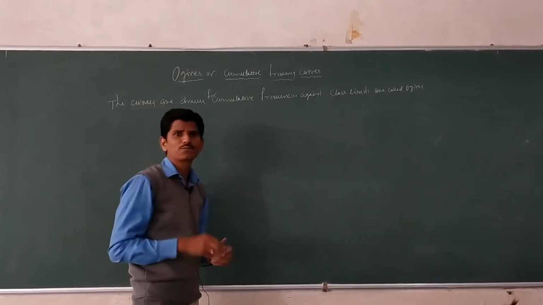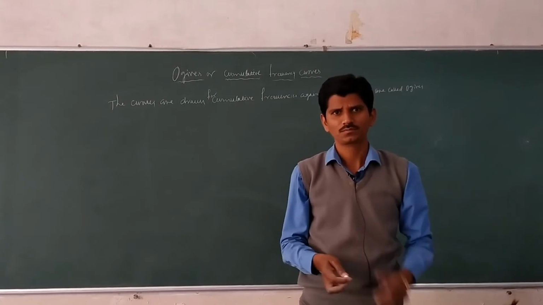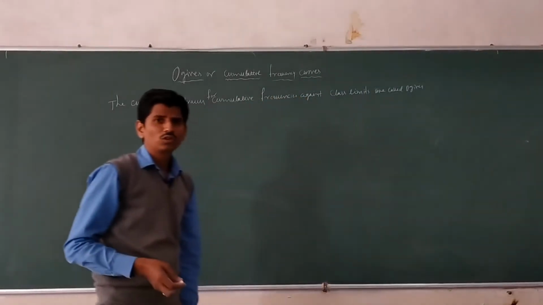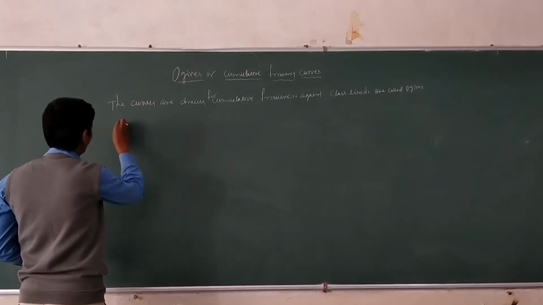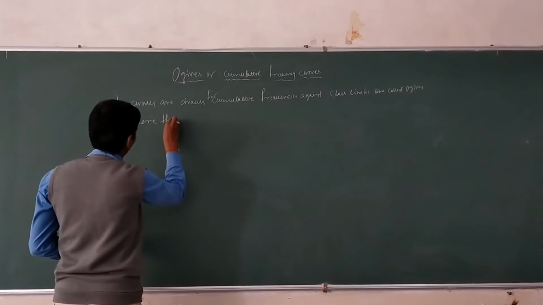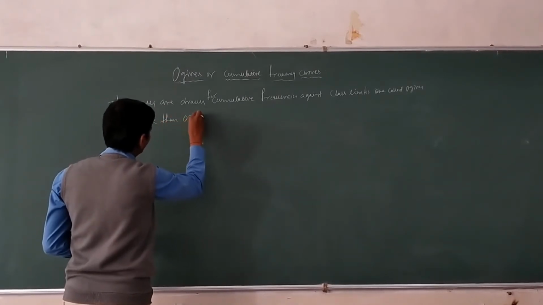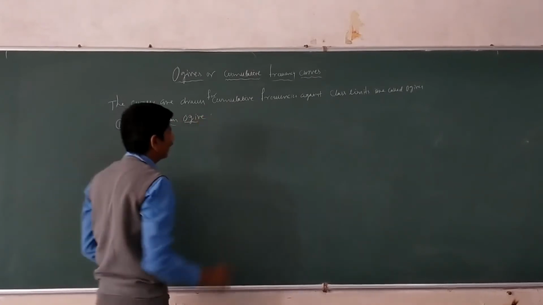There are in total two types of class limits: one is the upper class limit and another is the lower class limit. Okay, here there are totally two types of ogives. One is the more than ogive, and the second is the less than ogive. More than ogive and less than ogive.